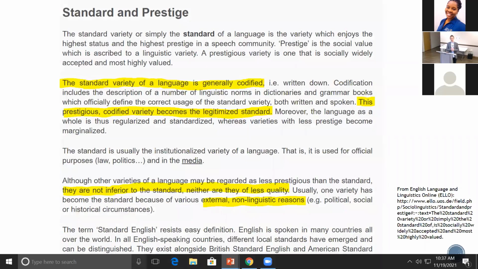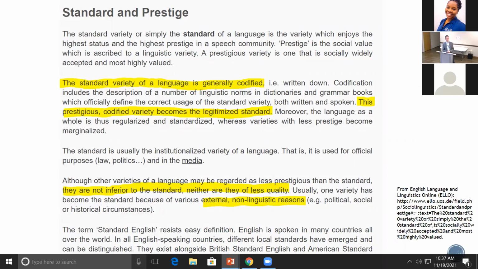This is from an online article. It sums it up better than I could sum it up, so I've just stolen it and I've highlighted it. The standard variety of language is generally codified. It is in dictionaries. That's why I spend so much time talking about Merriam-Webster and the OED. The Urban Dictionary is kind of on the edge of that. It captures the sort of cutting edge of things. This prestigious codified variety becomes the legitimized standard. Again, that's where that comes from. This is one of the reasons why when I talk about prescriptive grammar, I put air quotes on that because there is that sort of, let's just call it the codified version of it. This is the one that has the most prestige.